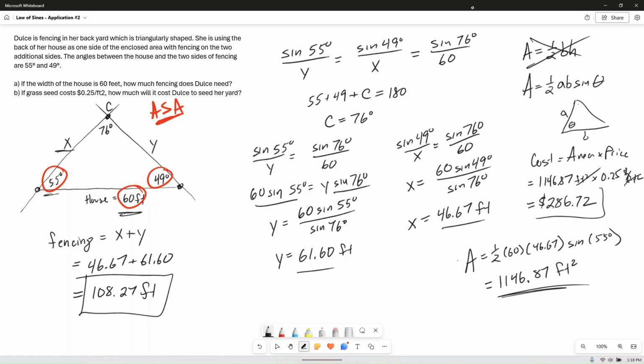Okay, so Dulce needs to buy 108.27 feet of fencing to enclose her yard, and she needs to buy $286.72 worth of grass seed.